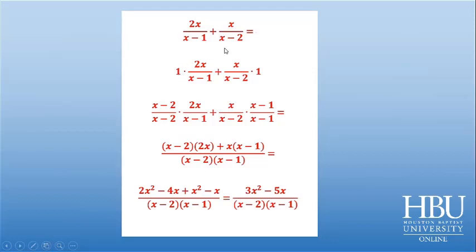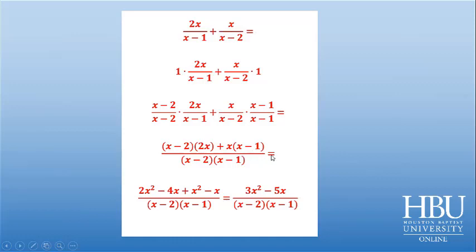I will multiply each of these two algebraic fractions by 1. And then as the next step, I'm going to rewrite the first one as x minus 2 over x minus 2. And I'm going to rewrite the second one as x minus 1 over x minus 1. The new denominator is going to be x minus 2 times x minus 1 for both of these fractions, giving me a common denominator. The numerator would be the product of x minus 2 times 2x added to this product of x times x minus 1.